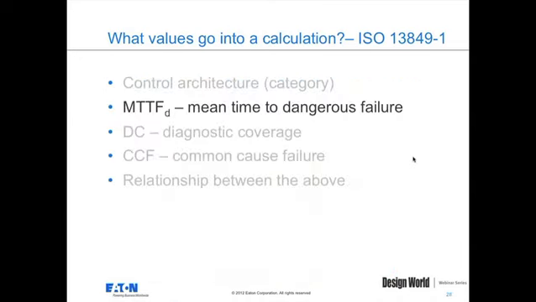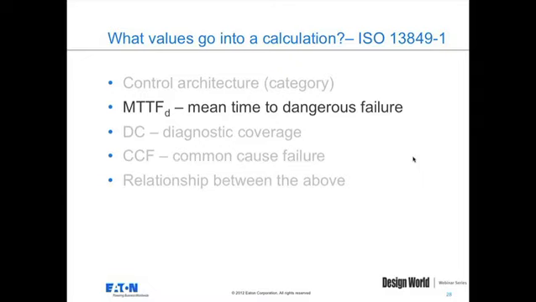So those are the control architectures. You'd select which control architecture you need based on the components you have available and what level of safety you need to design to. The next thing you want to look at is MTTFD. That's mean time to dangerous failure. It can be different than MTTF. An MTTF considers all failures, both safe failures and dangerous failures.